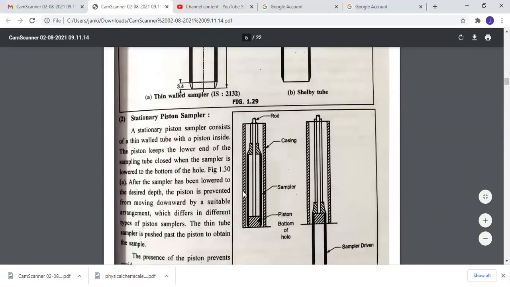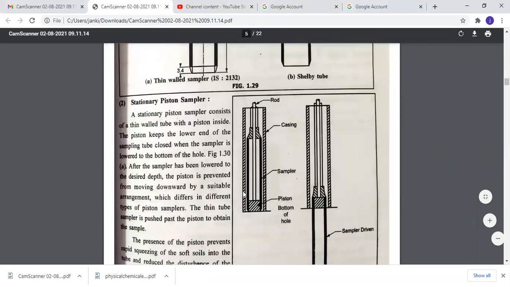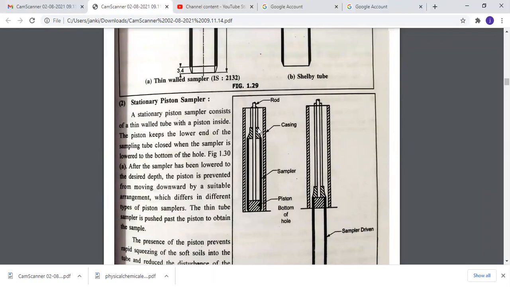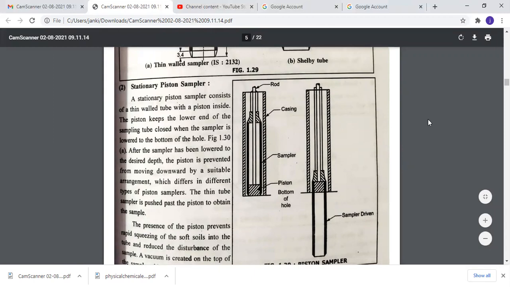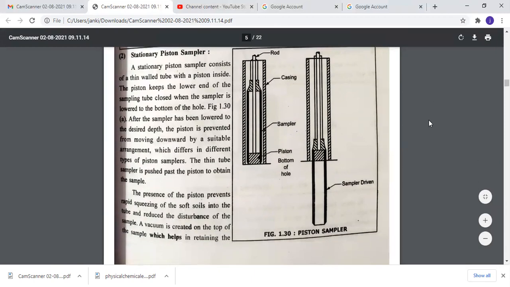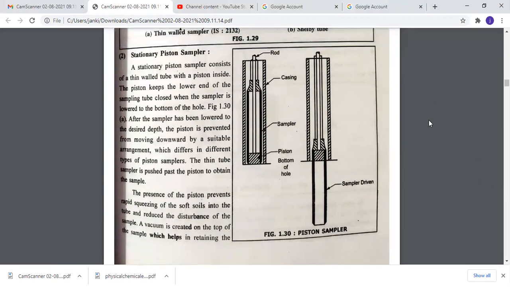Next one is the stationary piston sampler. So the stationary piston sampler consists of a thin wall tube with a piston inside, as you can see. The piston keeps the lower end of the sampling tube closed when the sampler is lowered to the bottom of the hole, as you can see in this figure.